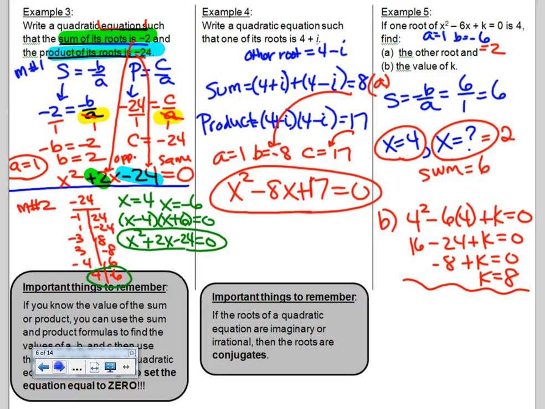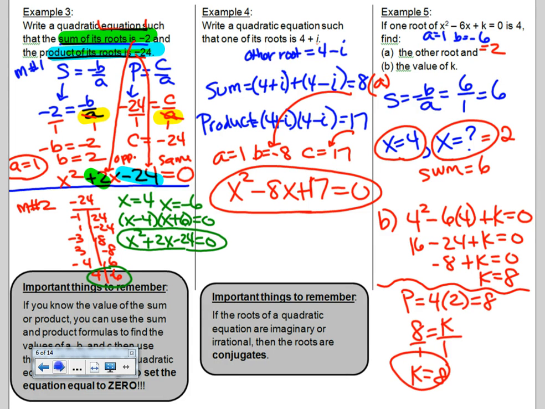The other way to do the problem is to go, okay, I know that the c value is related to the product, so you could just figure out what the product is. The product of the 2 answers is 4 times 2, which is 8. And so now I know that the product is equal to c over a. The c is k and the a is 1. And then I can just cross multiply and do k is 8.